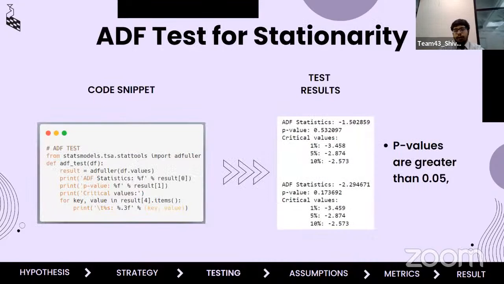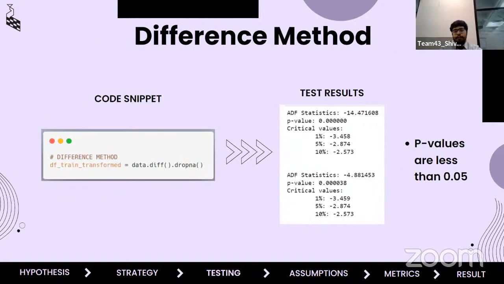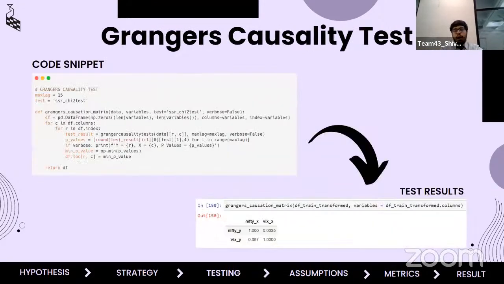First we have to make sure that the two series are stationary. So we assume the null hypothesis that they are not stationary and the alternative hypothesis that they are stationary. Doing the ADF test, we find that the p-value is greater than 0.05 for both, so they are not stationary. We then use the difference method to convert them to stationary series. We verify this by applying the ADF test to the transformed series and find that the p-value is now way less than 0.05. So they are now stationary.